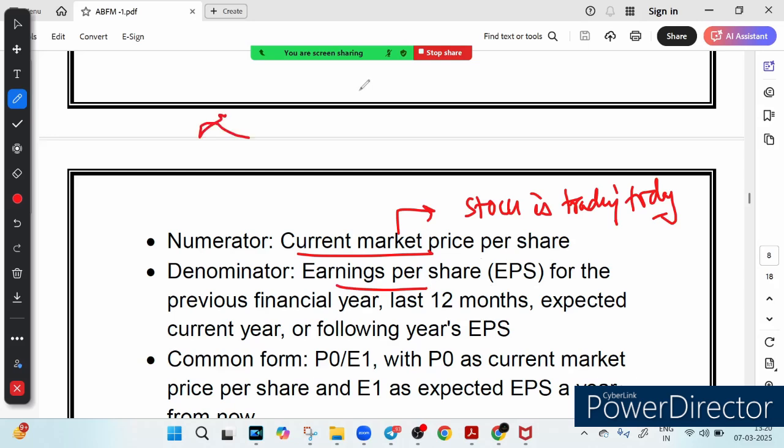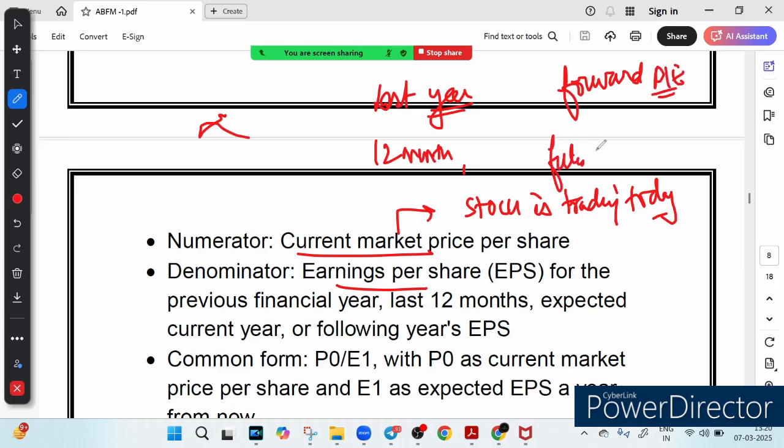It can be based on the last year earning, which is called historical PE. It can be based on last 12-month earning, which is trailing PE. It can be based on this year's expected earning, which is called forward PE, right? Or it could be based on the next year's expected earning, which is called future PE. So it could be anything, right?